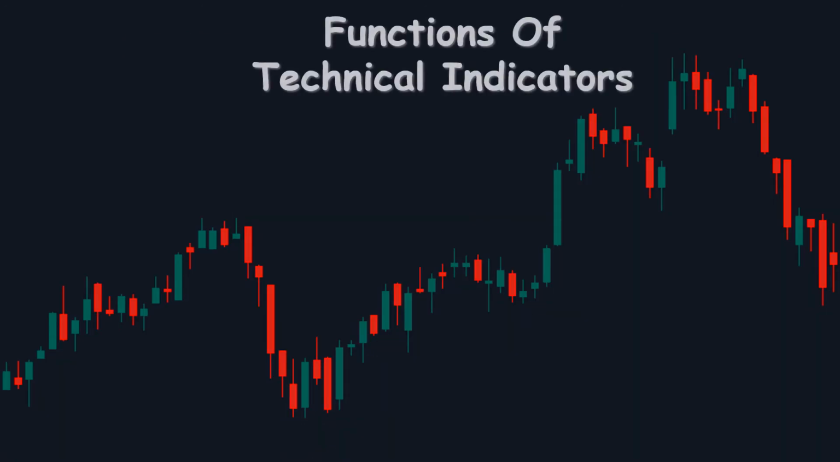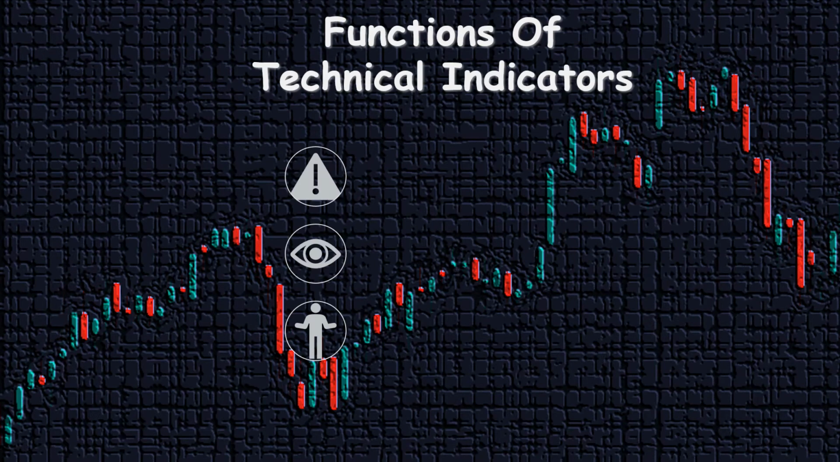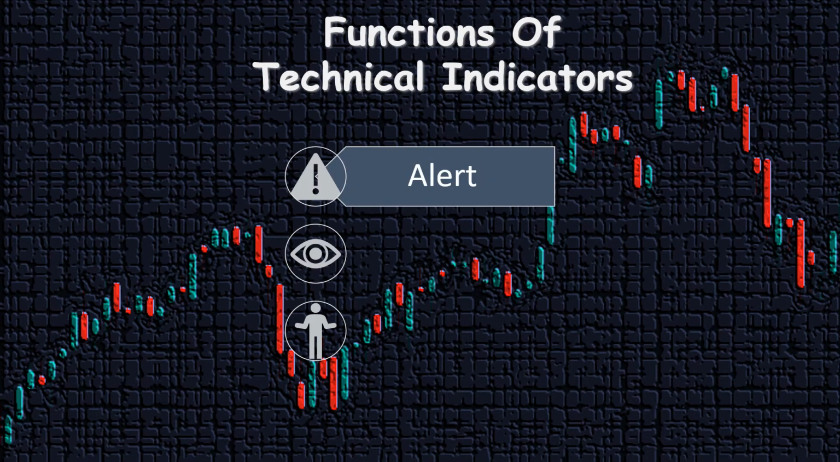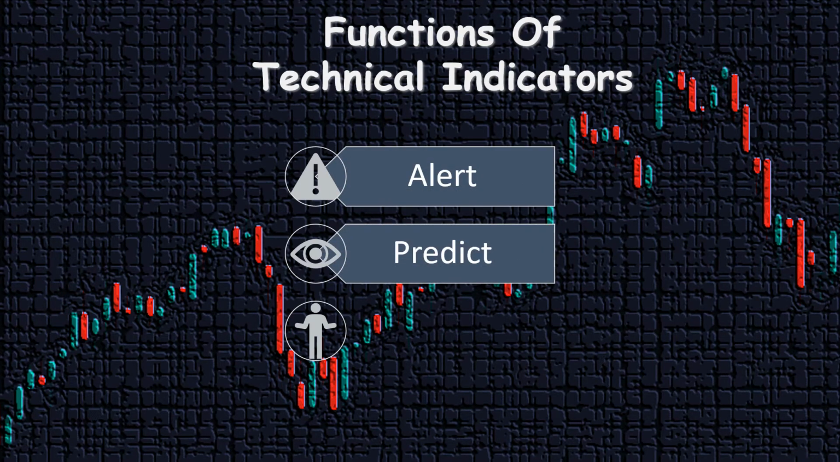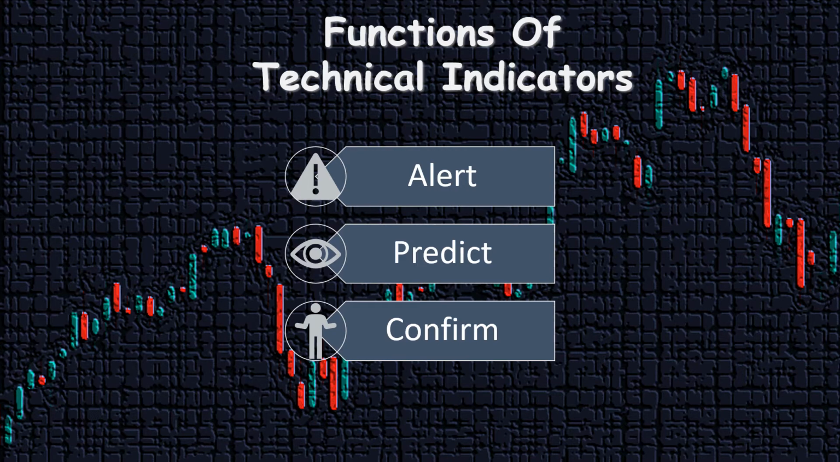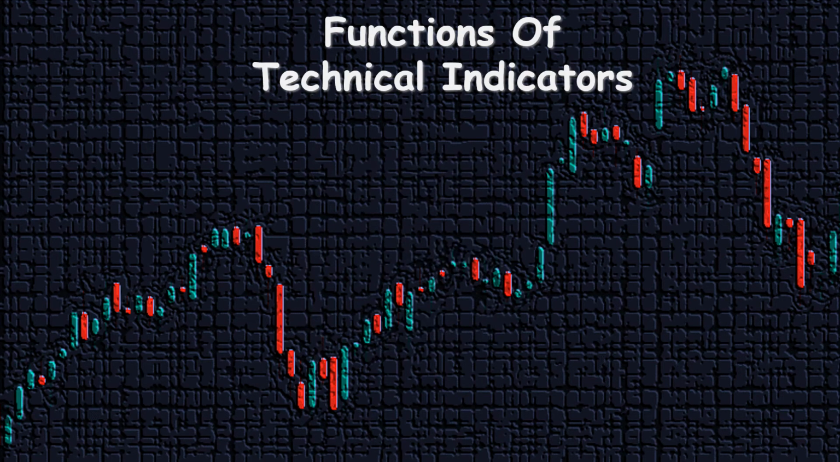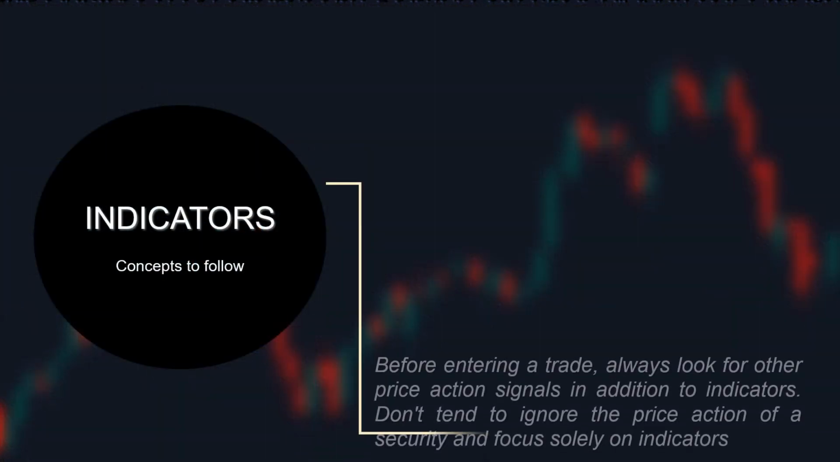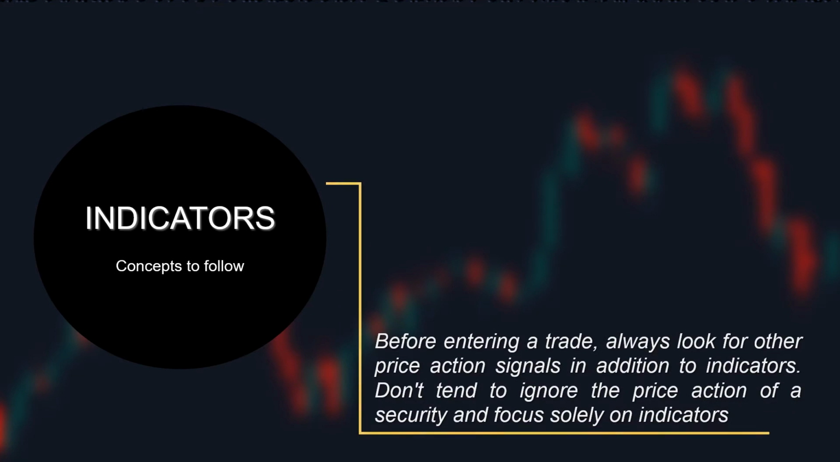Technical indicators serve three main functions: alert, predict, confirm. Your buy or sell call should not be solely based on the indicators. Make sure that you take the help of other tools as well. In simple words, don't ignore the price action of a security and focus solely on indicators.